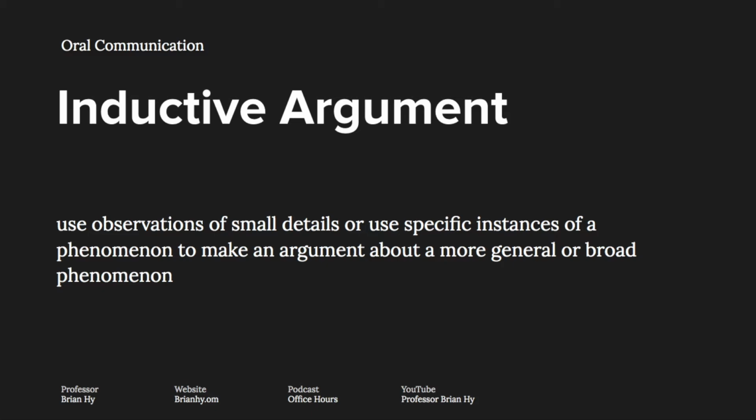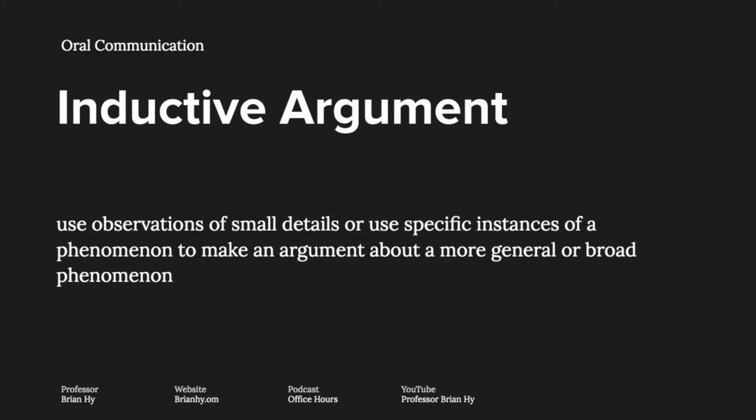Now, for example, you might use your own experience with a specific model of a car to make assumptions about how reliable all cars of that particular brand are. Or you might use a symptom to make a diagnosis about an underlying medical condition. Or you might assume that the way that two things are related in one context can explain how they will be related in another context.